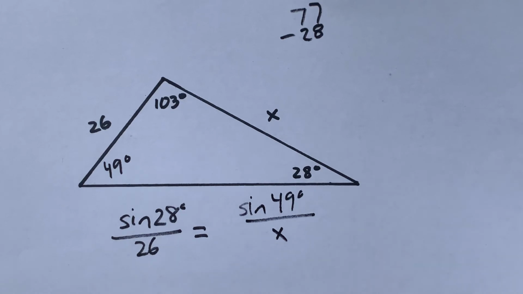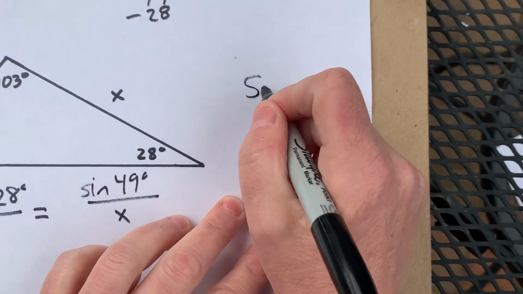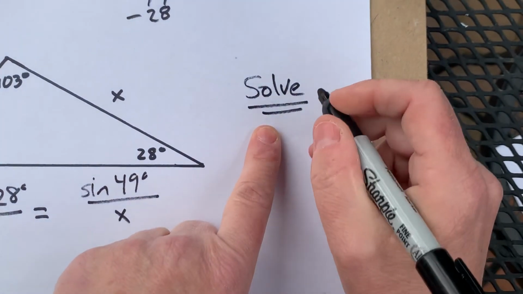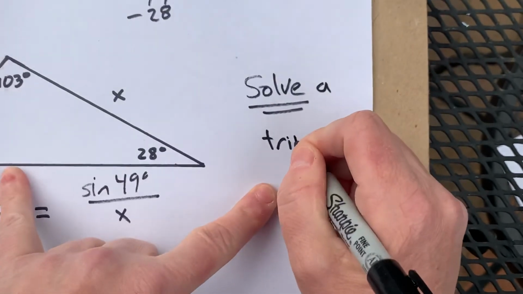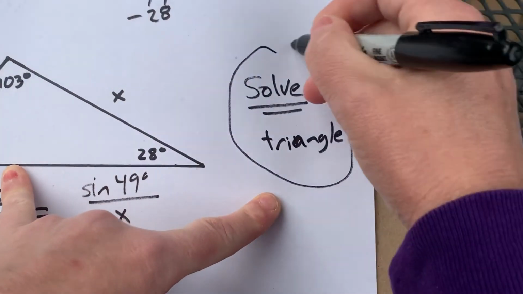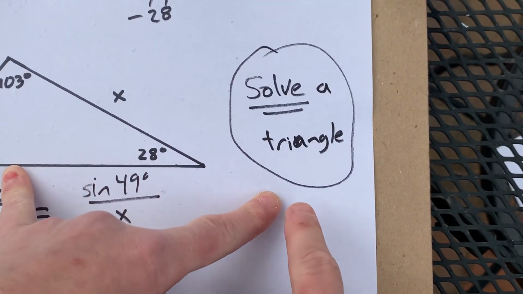So, two different problem types. If you don't have the angle you need, find it. Otherwise, welcome to the law of sines. We're going to do two practice problems. The only other thing you need to know today is this word here, solve. Solve in the context of solve a triangle. When I say solve a triangle, it means find every missing thing. Find every angle, find every length.